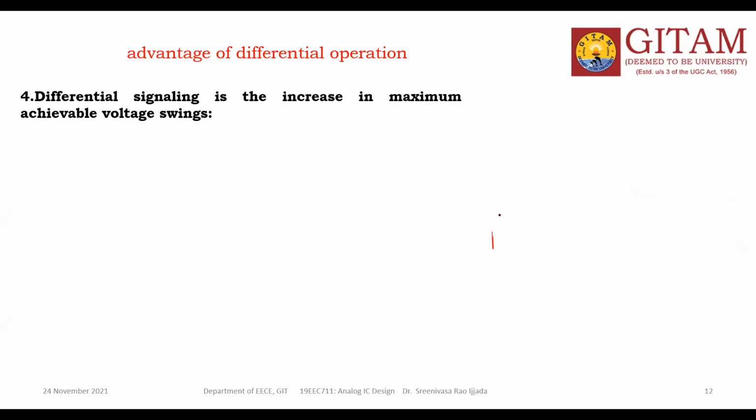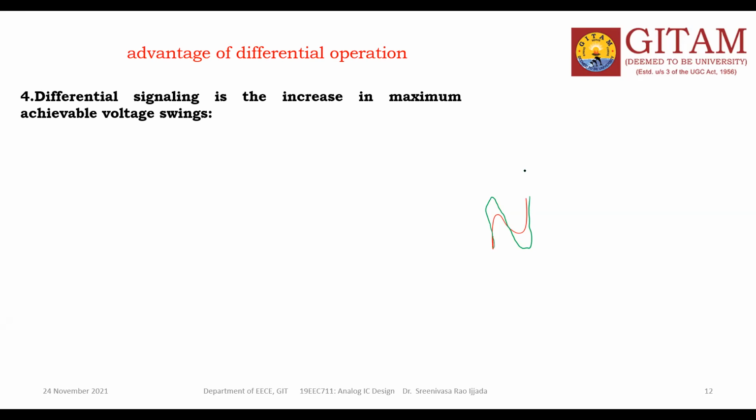Suppose this is your input. Suppose your output is like this. Your output is looking like the same shape, like this. The frequency does not change, the shape does not change, the phase does not change, only the amplitude is changed. Amplitude is enhanced, amplitude is increased. It means amplification. So it means your circuit is perfectly amplifying.